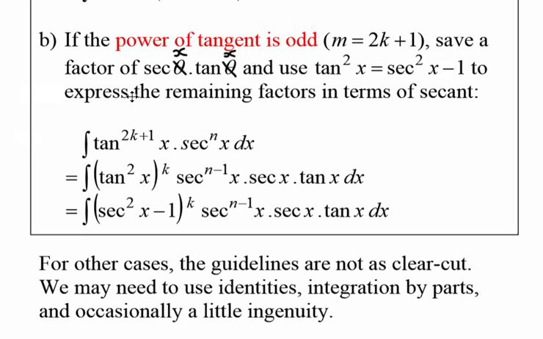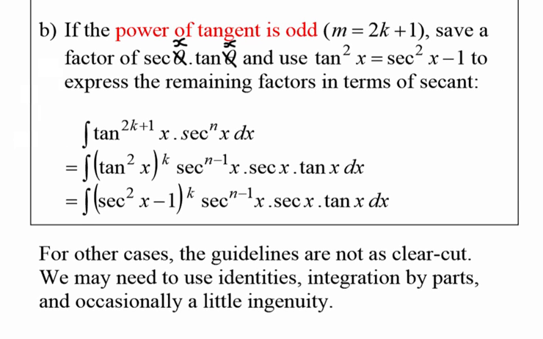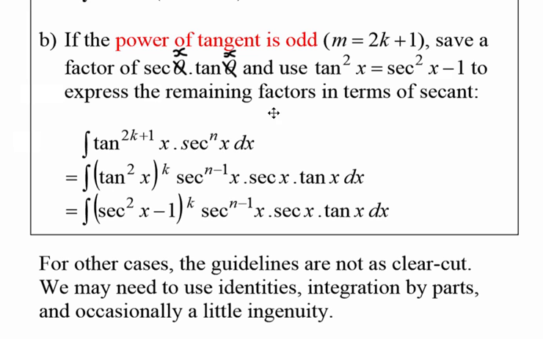Now you might be thinking, what happens if they're both odd? What happens in other cases? Then the guidelines aren't as clear-cut. Sometimes we use identities, you can try integration by parts, and you might just need a little bit of ingenuity. But these really cover most of the extension type of questions you could actually get in an AP exam. Right, so this was just a way to cope with sine cos products and with tan sec products. Gives you another tool in your tool belt.